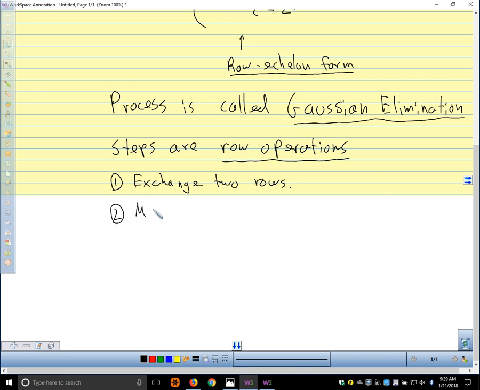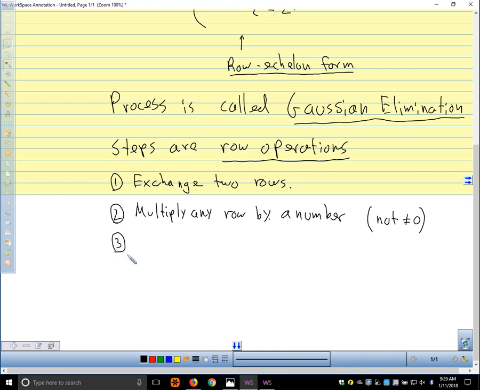We can multiply any row by a number. So over here we multiplied the top equation by -3. That's one of the row operations we're allowed to do. And the number can't be 0, because if we multiply by 0, then we just get all zeros, and that's not going to be helpful.